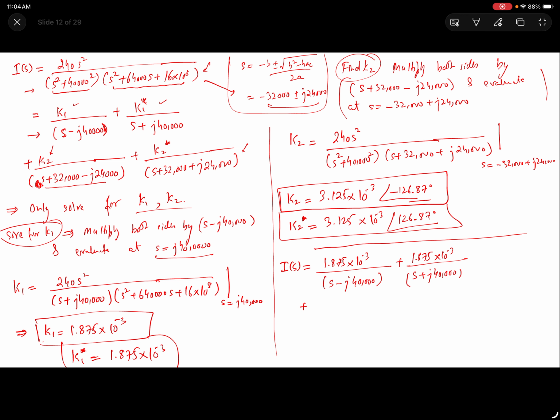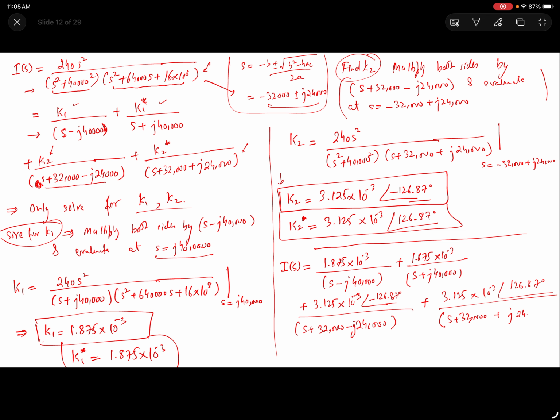Then you get k2 and k2 prime. So k2 is this one, 3.125 times 10 to the minus 3, angle minus 126.87 degrees, divided by s plus 32,000 minus j24,000, plus k2 prime, 3.125 times 10 to the minus 3, angle 126.87 degrees, divided by s plus 32,000 plus j24,000. And I have to find I of t now.